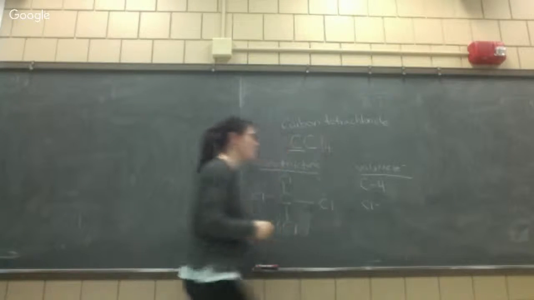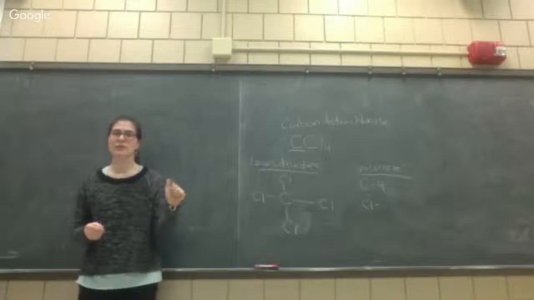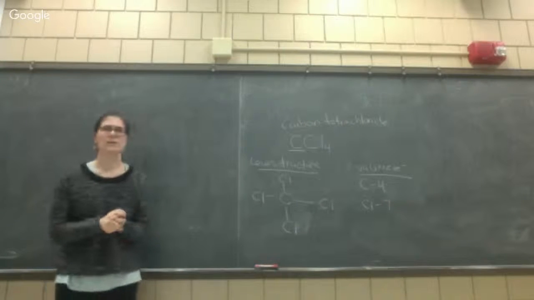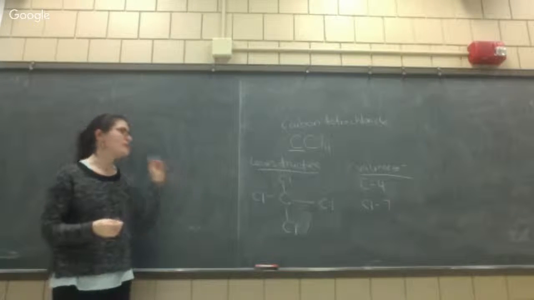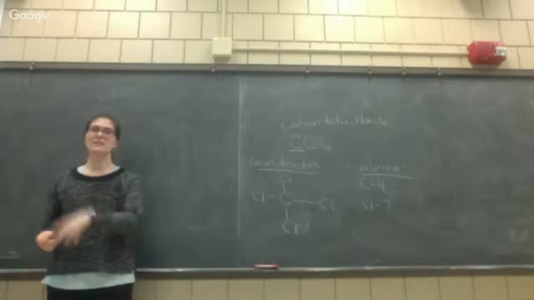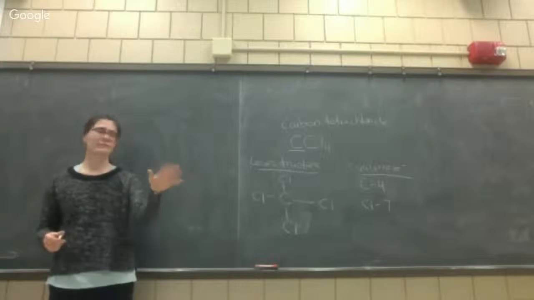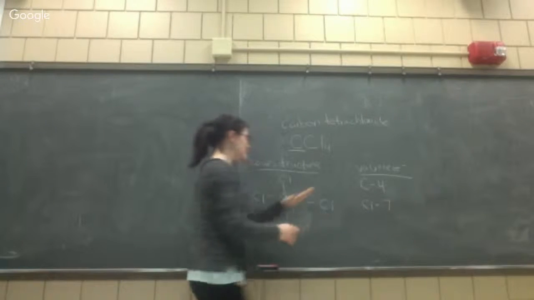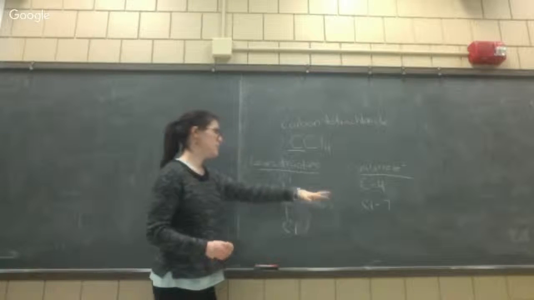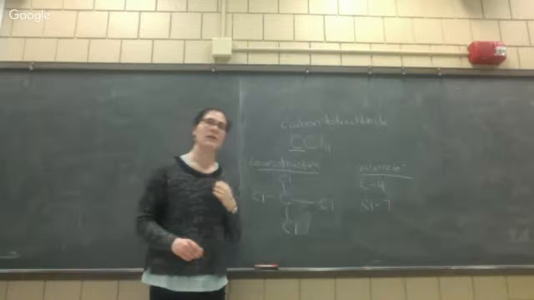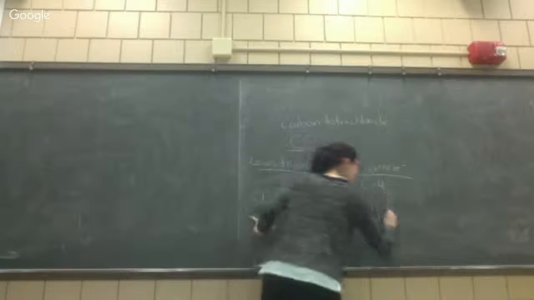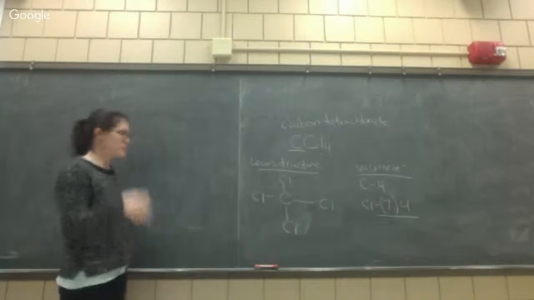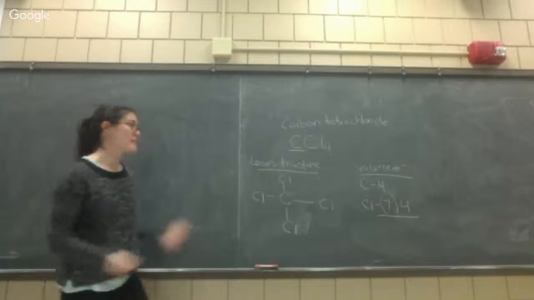Then, what about chlorine? Has 7 valence, right? And why does it have 7 valence? Because chlorine is in group 17, and group 17 non-metals have 7 valence electrons. Make sense? So far so good? But are we done with counting our valence? No, why? Because chlorine is there 4 times, right? So you have to multiply that 7 by 4, which gives you 28, and then 4 plus 28 is 32.